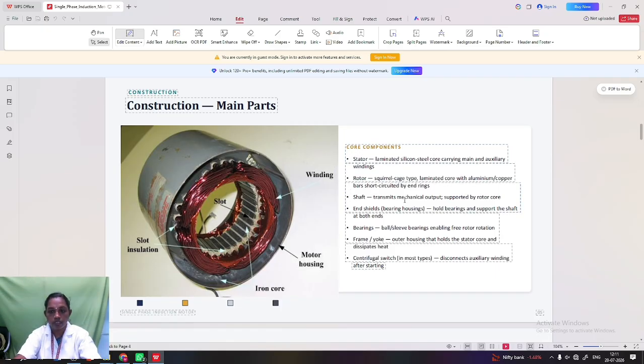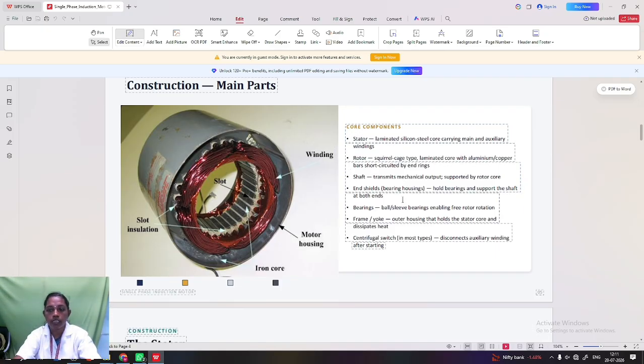Next, the shaft transmits mechanical output and is supported by the rotor core. The next part is the end shield, which holds bearings and supports the shaft at both ends. Next is the bearings. Normally roller bearings and ball bearings are used, but in this type of motor we prefer ball bearings, enabling free rotor rotation.